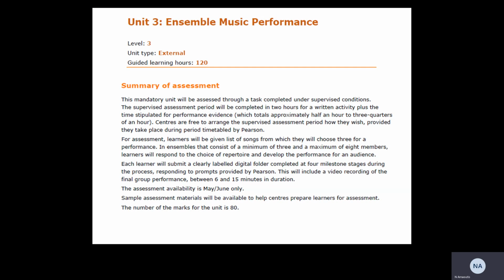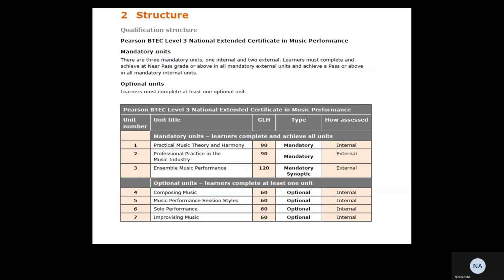Going back to the structure, those were the 3 mandatory units. Going now into the optional units, you're able to choose from these 4 units: composing music, music performance session styles, solo performance, and improvising music. All of those are optional units, so each learner has the opportunity to choose one. Very briefly, I'm going to talk about what those are.